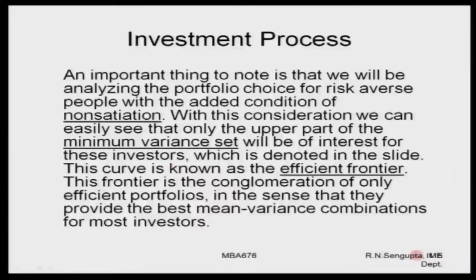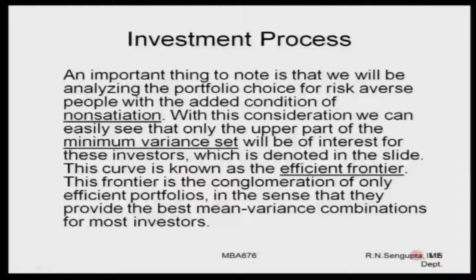Now, an important thing to note is that we will be analyzing the portfolio choices for a risk averse person with the added condition, as I mentioned, of non-satiation. With this condition, we will try to find out what is the minimum variance point and what is the set of points which gives us the optimum set. So, now what we have, initially we had the feasible set. Now, utilizing this property, we will try to basically find out the actual efficient set of points which gives us the best solution for our optimization technique, which we are going to use in a few minutes.